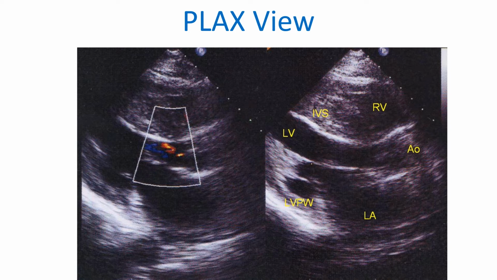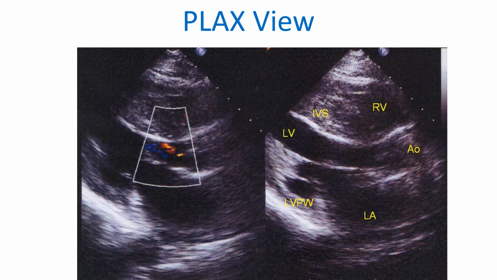Echocardiogram in parasternal long axis view showing the asymmetric septal hypertrophy. The interventricular septum is much thicker than the left ventricular posterior wall. Septal to posterior wall ratio of more than 1.5 is highly suggestive of hypertrophic cardiomyopathy. Here the septum is more than twice as thick as the posterior wall.